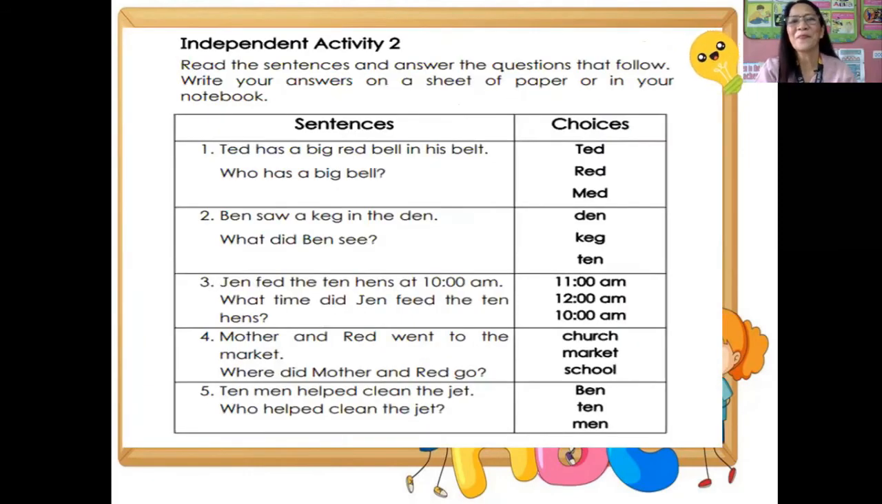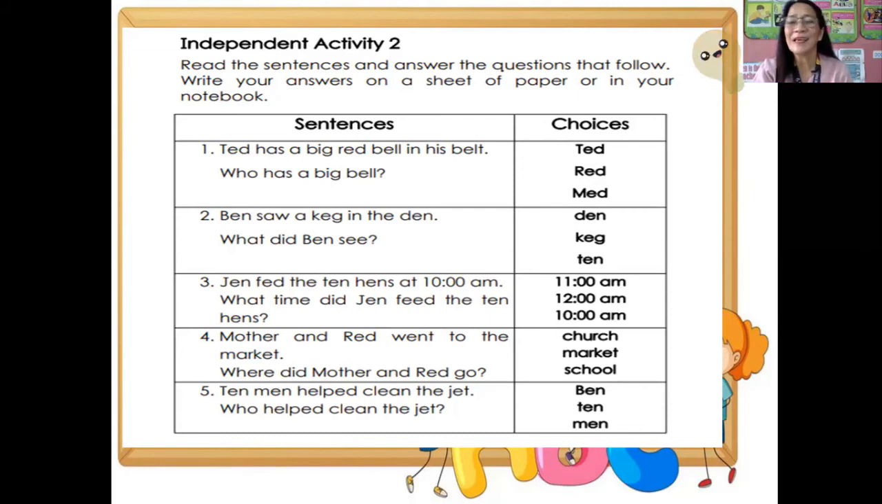This time, another activity. Do this by yourselves. This is now the instruction. Read the sentences and answer the questions that follow. Write your answers on a sheet of paper or in your notebook. I'll give you an example for number 1 for you to follow.